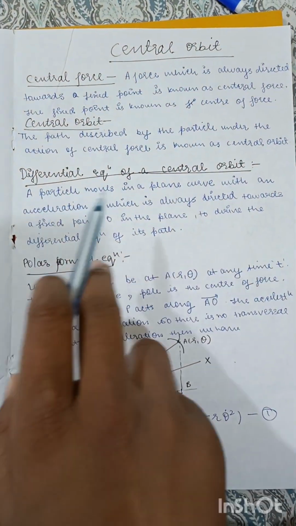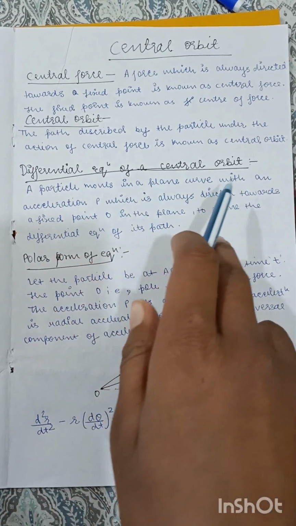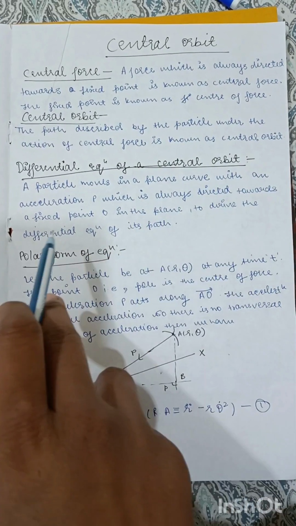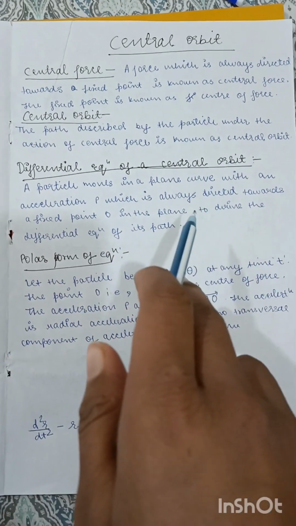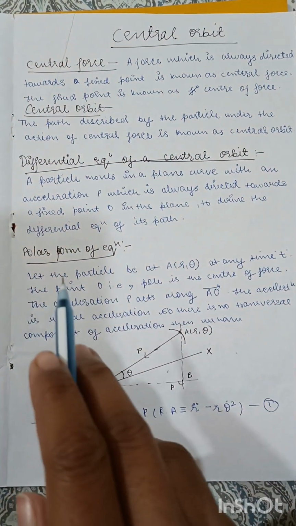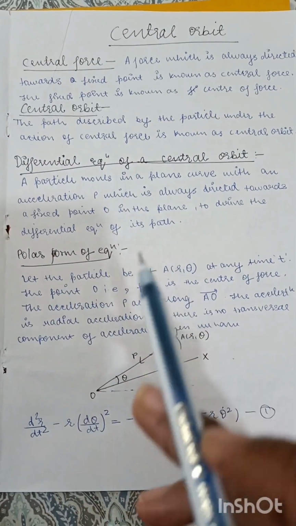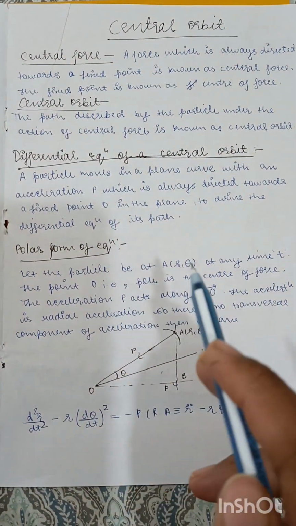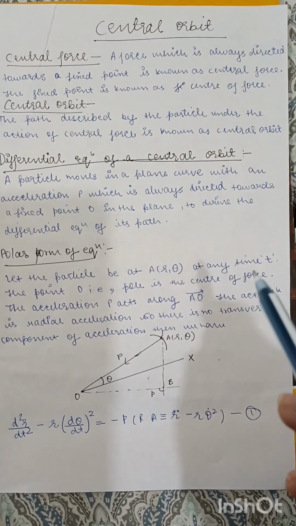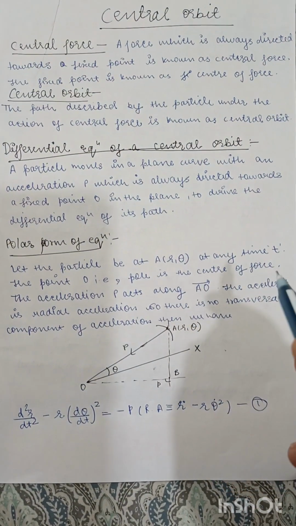Now, the differential equation of a central orbit: a particle moves in a plane curve with an acceleration p, which is always directed towards a fixed point O in a plane. We derive the differential equation of this path. Now, for the polar form of this equation, suppose a particle is at (r, theta) at any time t. Point O, that is the pole, is the center of force.